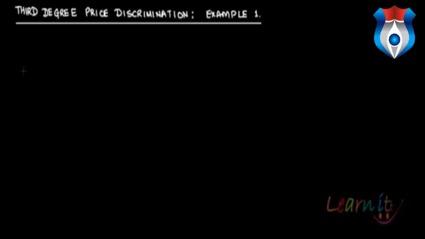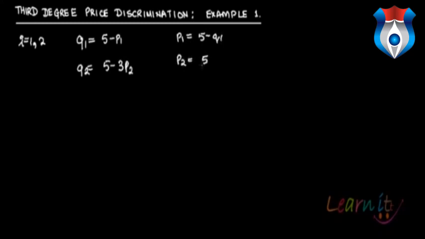Let us do one numerical example for third-degree price discrimination. Suppose a monopolist can identify his two markets, i equals 1, 2. These are the two markets of the monopolist. Q1 equals 5 minus P1. This is the demand curve in market 1. And Q2 is equal to 5 minus 3P2 is the demand curve in the other market. But you can write this as P1 equals 5 minus Q1. And you can write this as P2 equals 5/3 minus Q2/3.